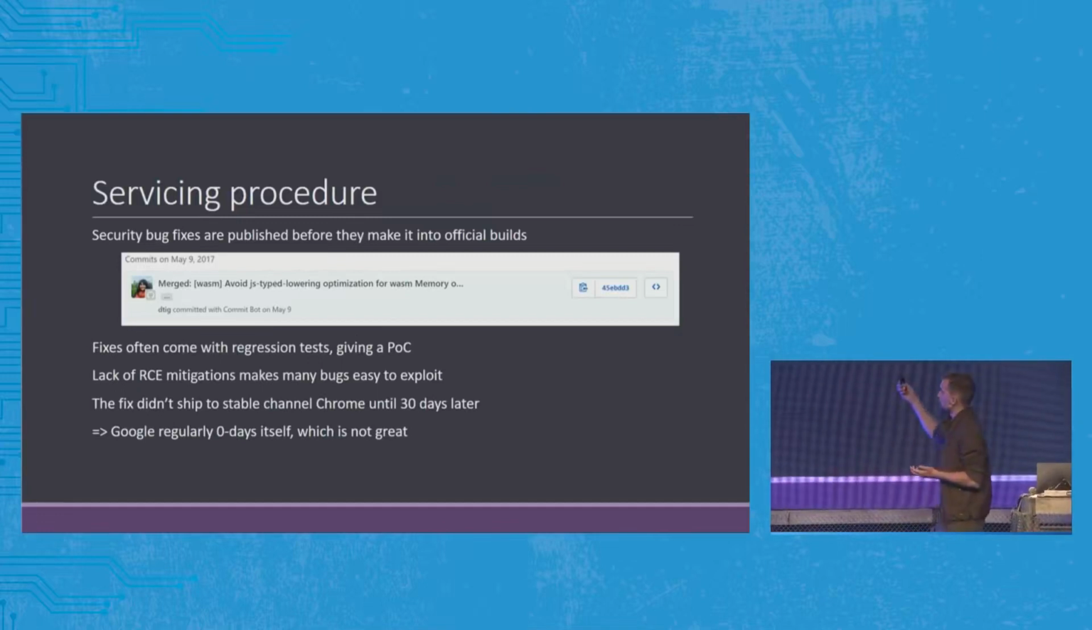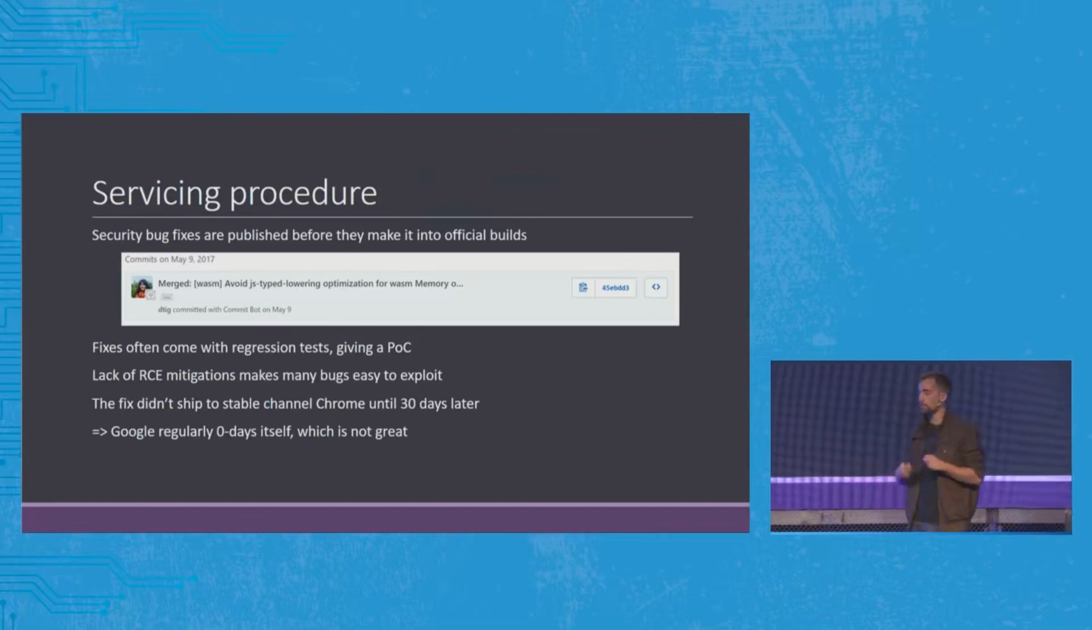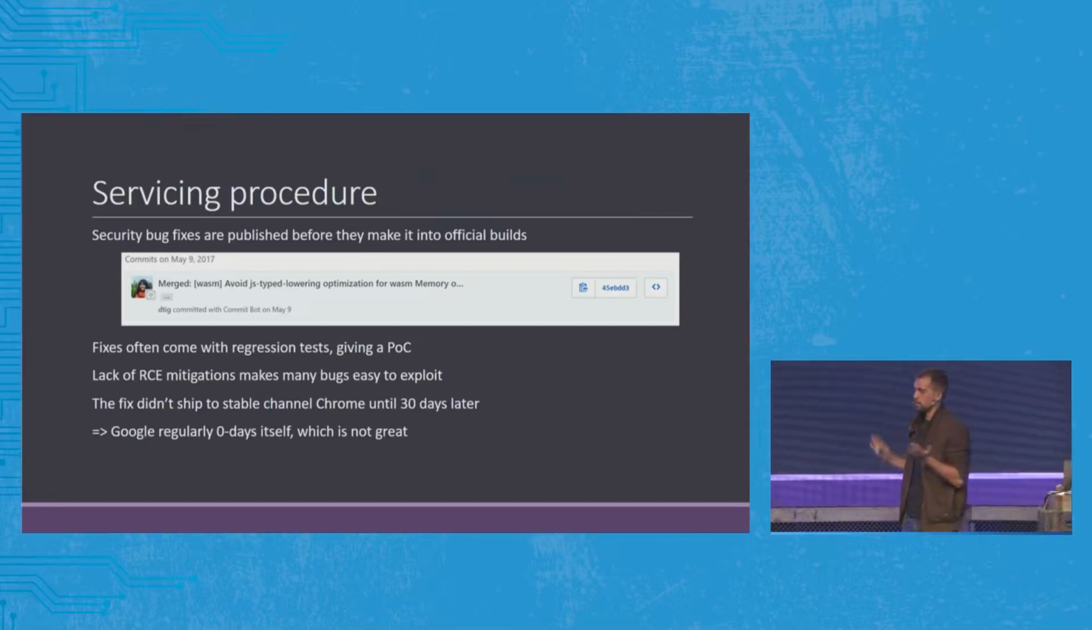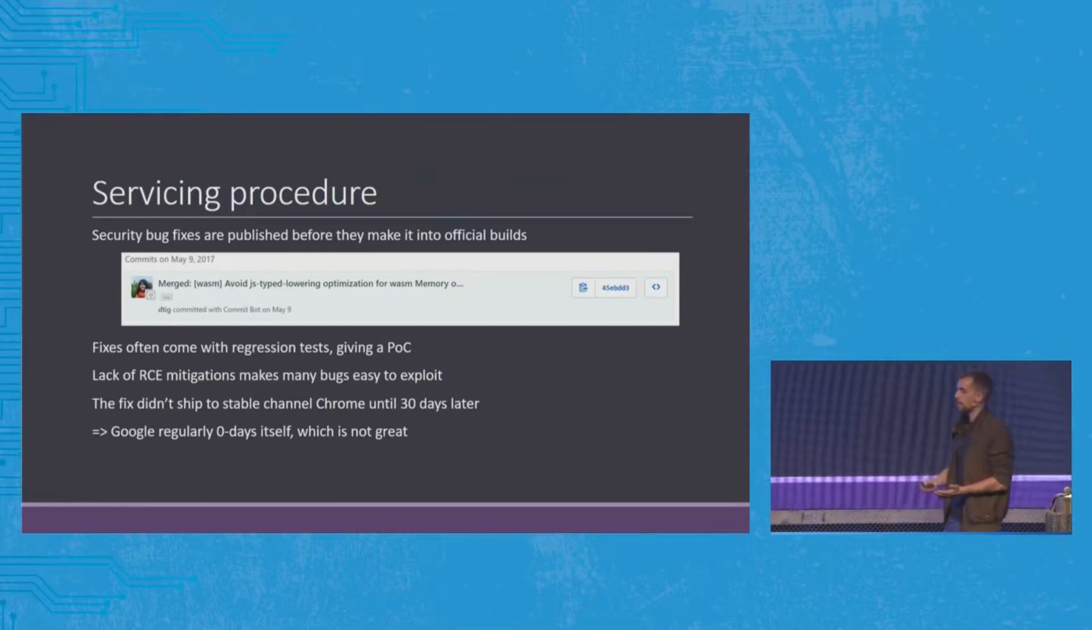Something that I want to point out that we noticed is that the code of V8 being publicly available on GitHub is great until you start publicly fixing security bugs before actually servicing it to users. So that's what this is showing here. This is a commit for a security bug that was made back in May 2017. And it had everything, all the details of what the bug was, how it was fixed, as well as a regression test. So you basically have an exploit POC right there on GitHub.